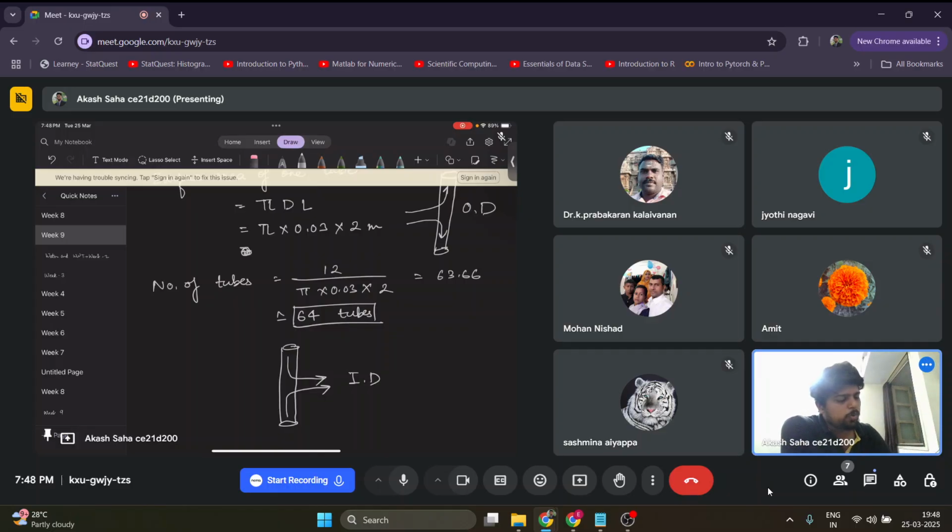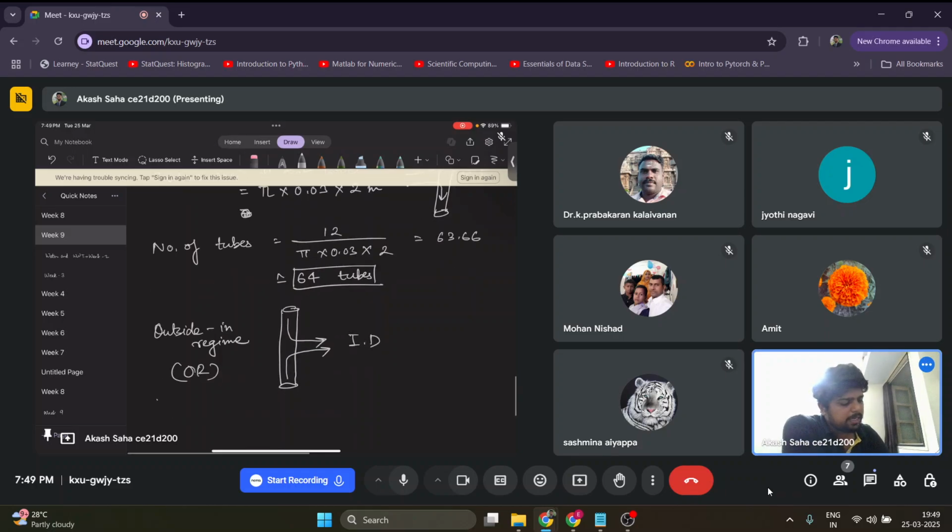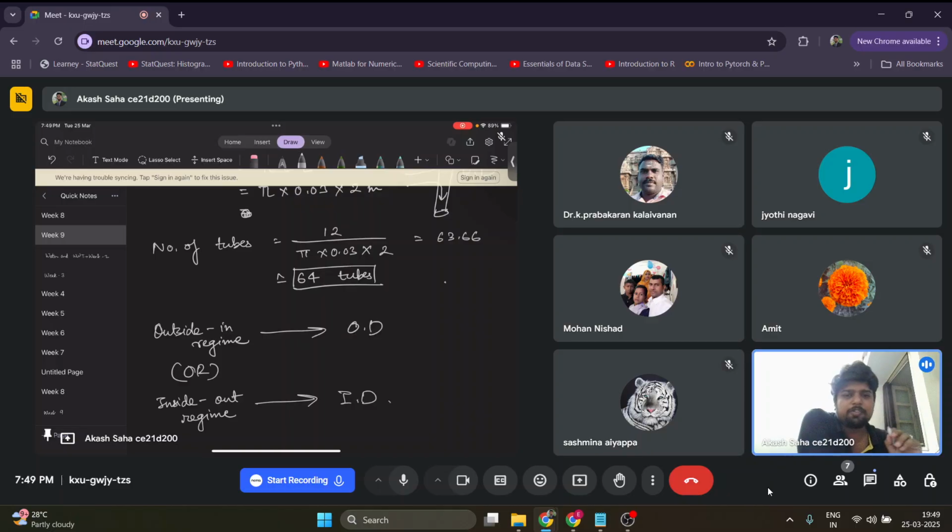So you have to see whether it's an outside in regime or an inside out regime. For outside in regime, you have to take the outside diameter. For inside out regime, you have to take the internal diameter. So this is the small difference you have to make. In the question, both the diameters may be given and the regime will be told. So you have to be very careful while calculating the number of tubes based on that.